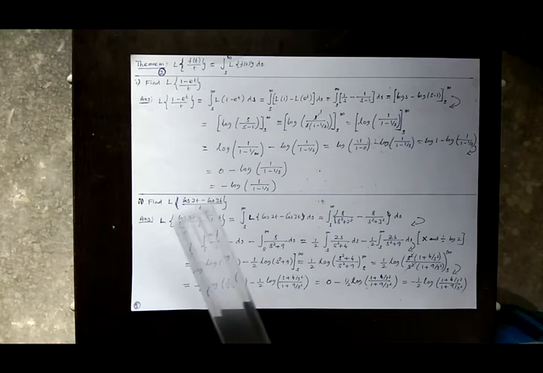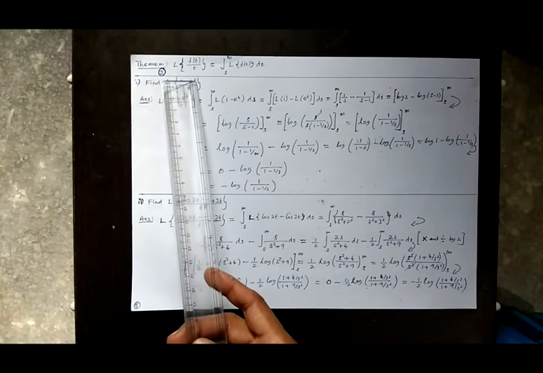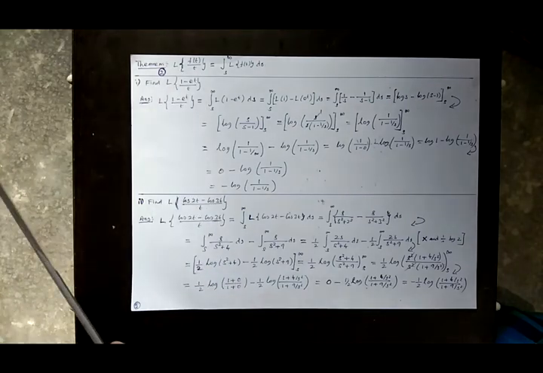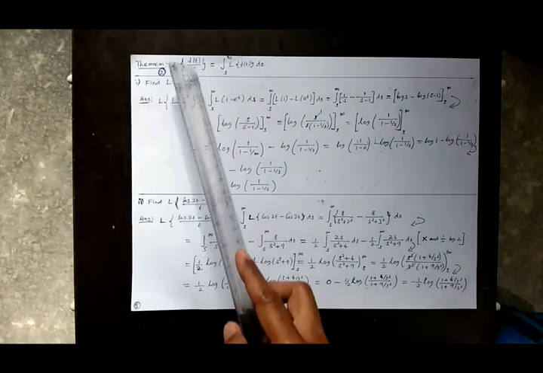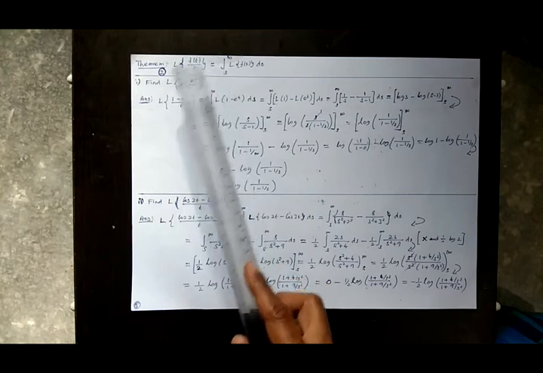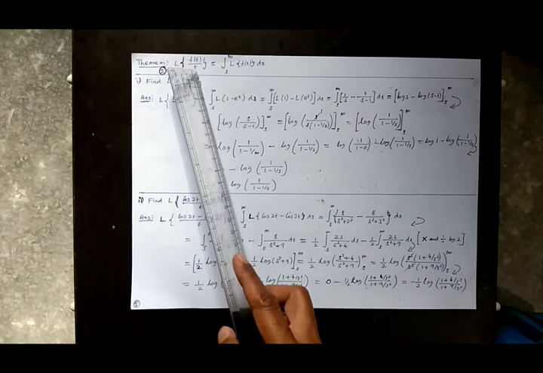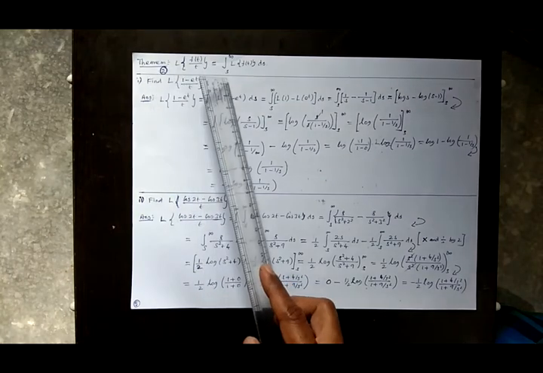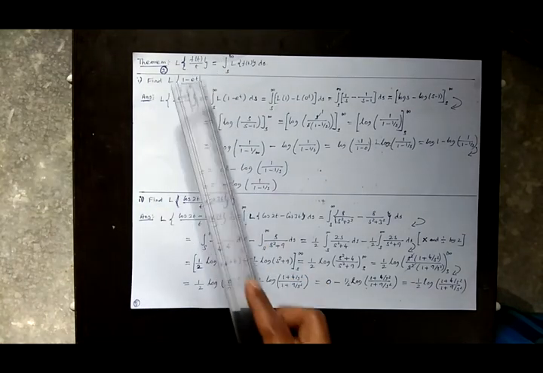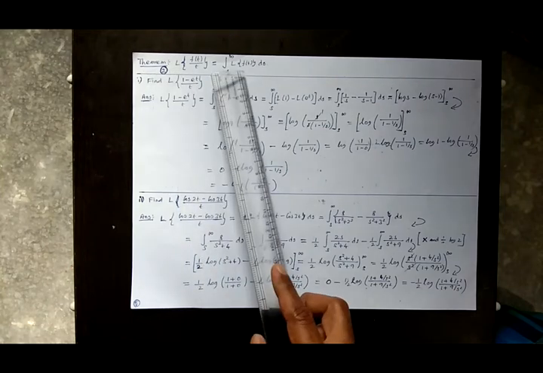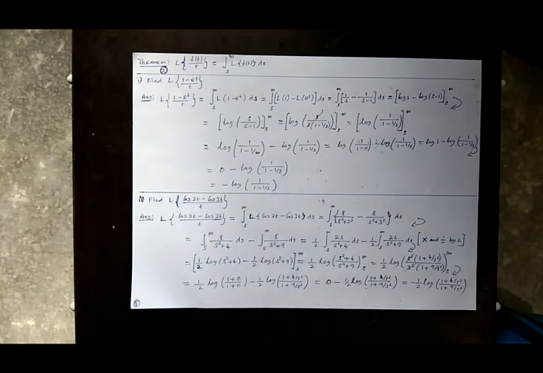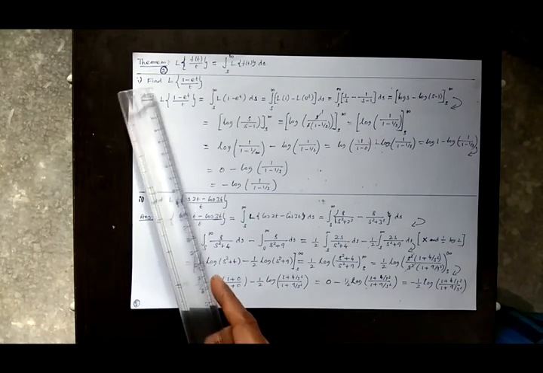Next theorem gives the Laplace transform of the function of type f of t by t. So t into f of t will be minus d by ds. Here f of t by t will be the integral s to infinity L of f of t ds. So this 1 by t under the Laplace transform is changed into the integral s to infinity. So for f of t, I have to find the Laplace transform that has to be integrated with respect to s. Let us take up an example.